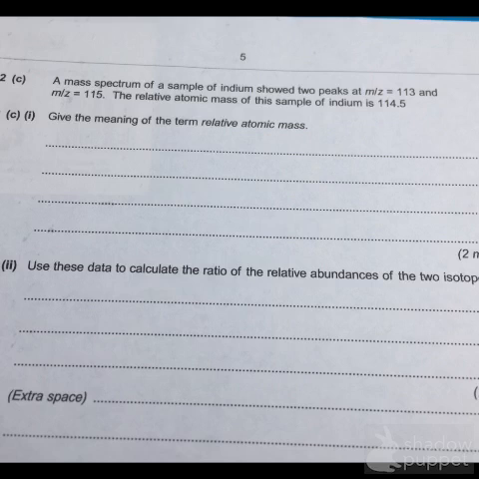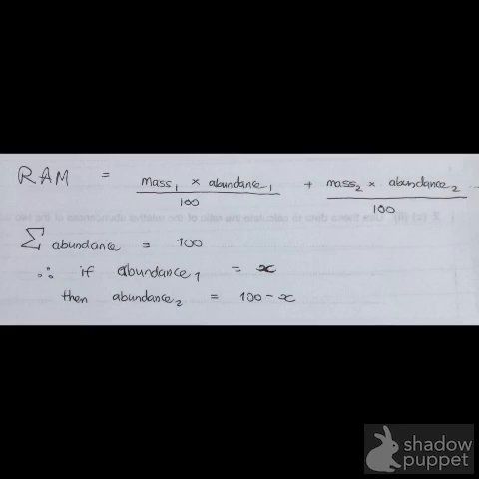How are we going to do that? What we have to remember is that the relative atomic mass is worked out by looking at the mass multiplied by the abundance of one isotope, add to that the mass multiplied by the abundance of another isotope, and so on and so forth for all these particular isotopes that you have present. In our case, we only have two.